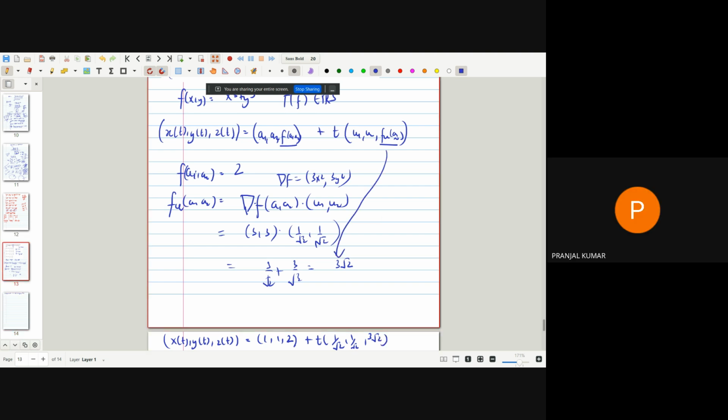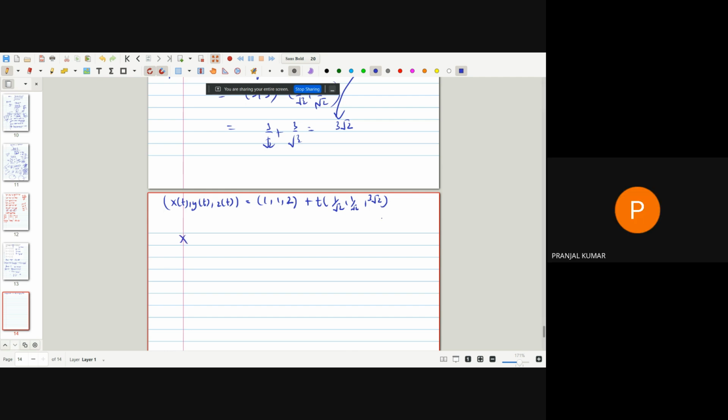So now you can write x as 1 plus t times 1 by square root 2. So t by square root 2. y as 1 plus t by square root 2. And z as 2 plus 3 square root 2 t, right?